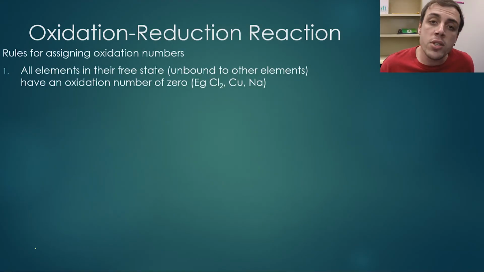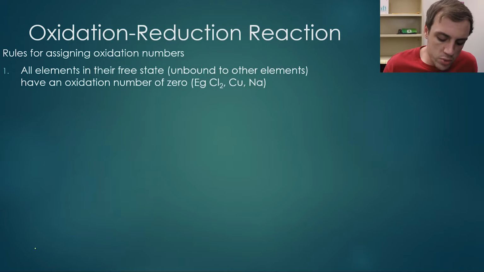Now, what we're going to do is start with the rules for assigning an oxidation number. These are the things that you must have memorized to determine the oxidation number of a particular element in compounds. The first rule is that all elements in their free state, meaning they're not bound to anything, like O2, for example, which is bound to another oxygen.